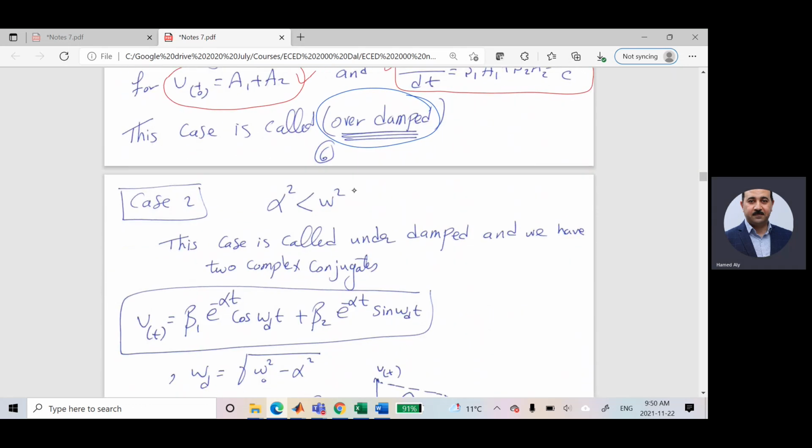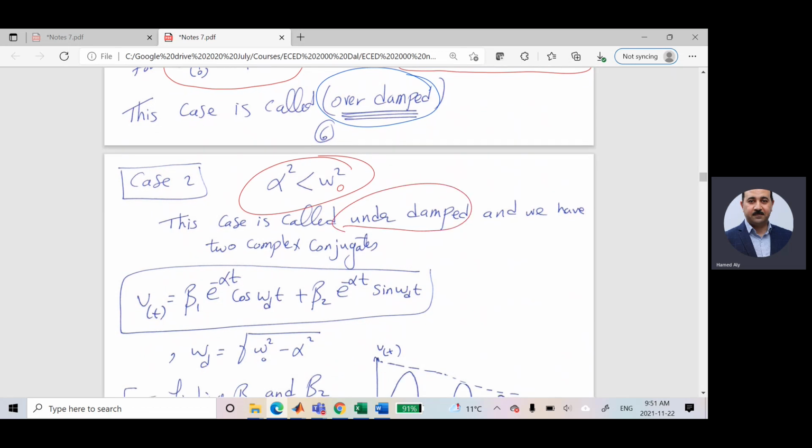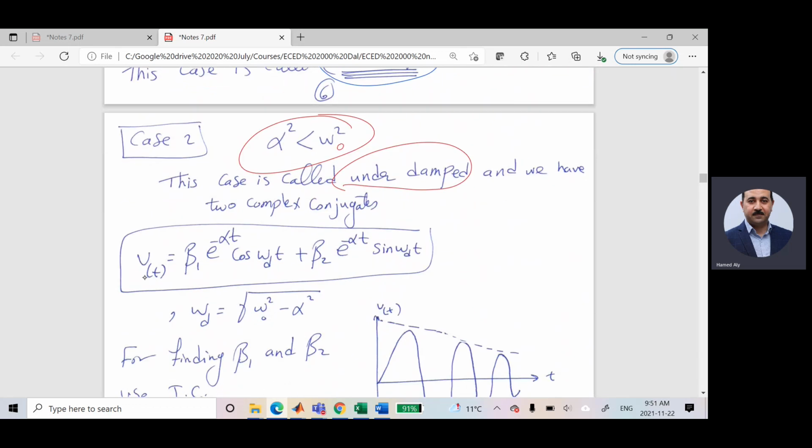But if alpha squared is less than omega O squared, then this case is called the underdamped case. And at that time, V of t is described by this equation, which is beta 1 times e to the power negative alpha t multiplied by cosine omega d t plus beta 2 times e to the power negative alpha t times sine omega d t. Whereas omega d is equal to the square root of omega O squared minus alpha squared.